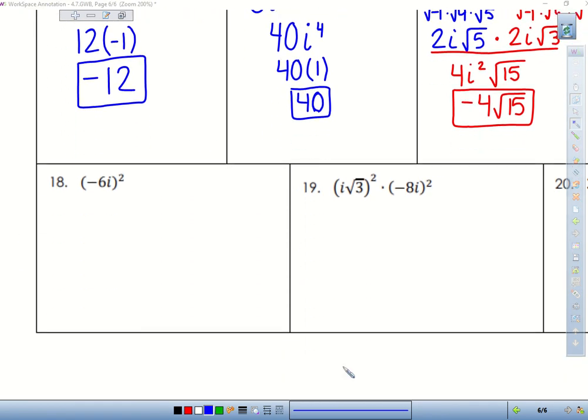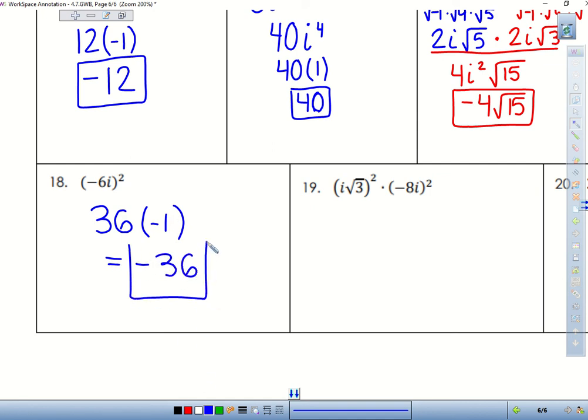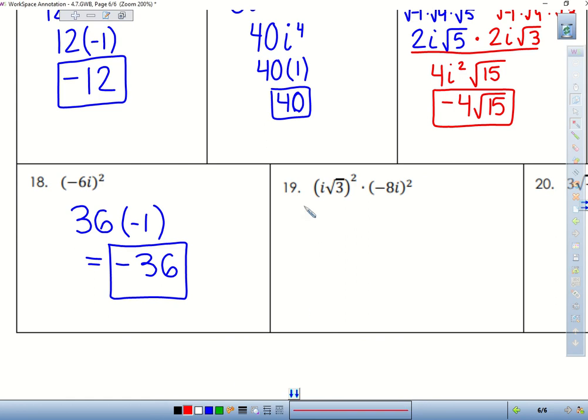So let's go ahead and try 18. So, what is negative 6 squared? 36. What's i squared? Negative. Final answer? Negative 36. Does everybody understand the part where you square the i and it becomes negative 1? Okay. So over here we have i squared. Ms. Ross, when I squared negative 6, I got negative 36. It's because you didn't put parentheses around it.